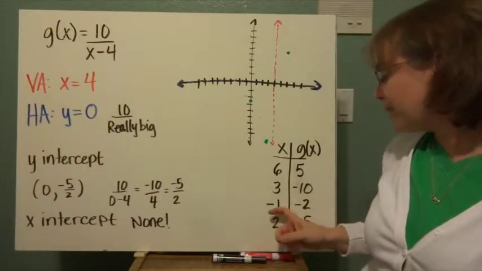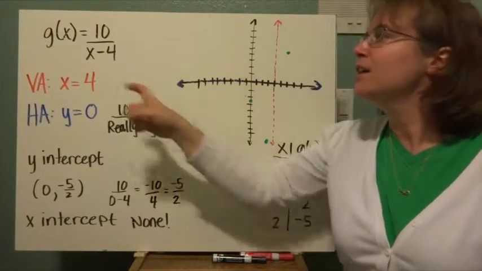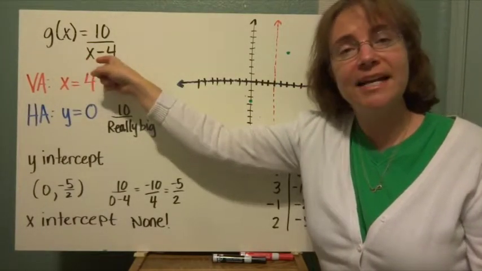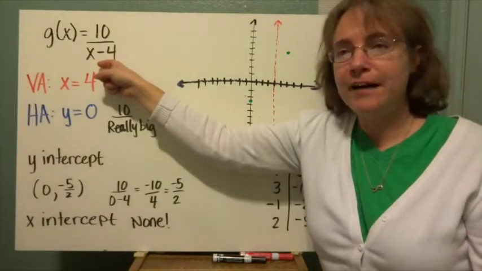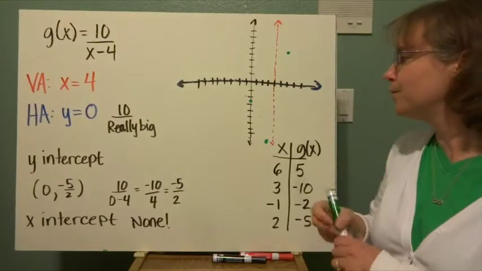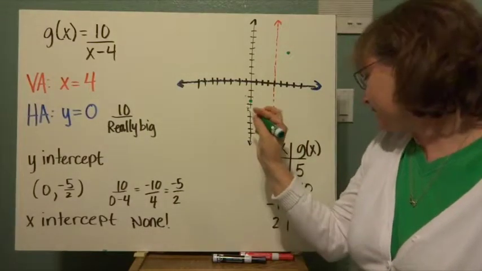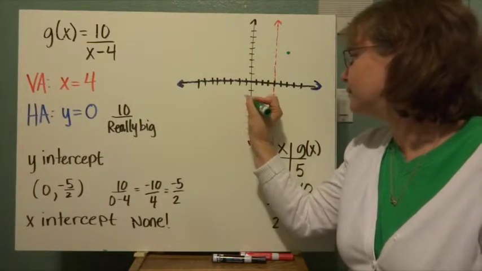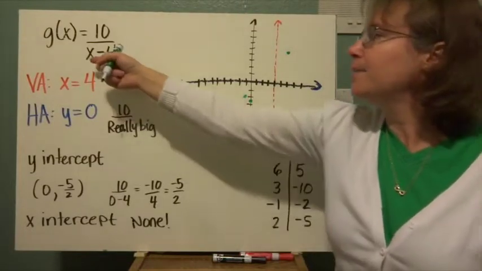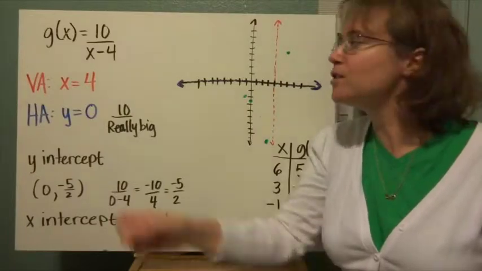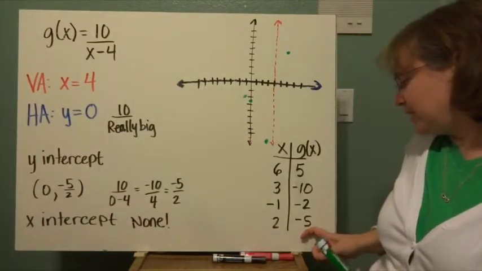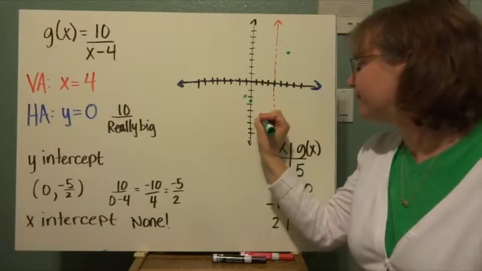Now let's try a couple other values. Let's try a -1. If I put in a -1 here for x, I have -1 minus 4, that gives me -5. 10 over -5 gives me a -2, which is what I expected. It's slowly approaching that. Let's just try one more. I plug in a 2 right here. 2 minus 4 is going to give me a negative 2. And so I have 10 over negative 2, which is going to give me a negative 5.